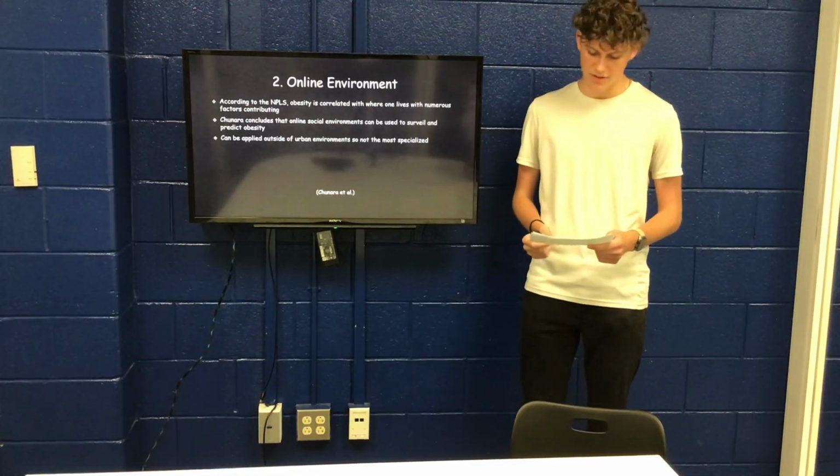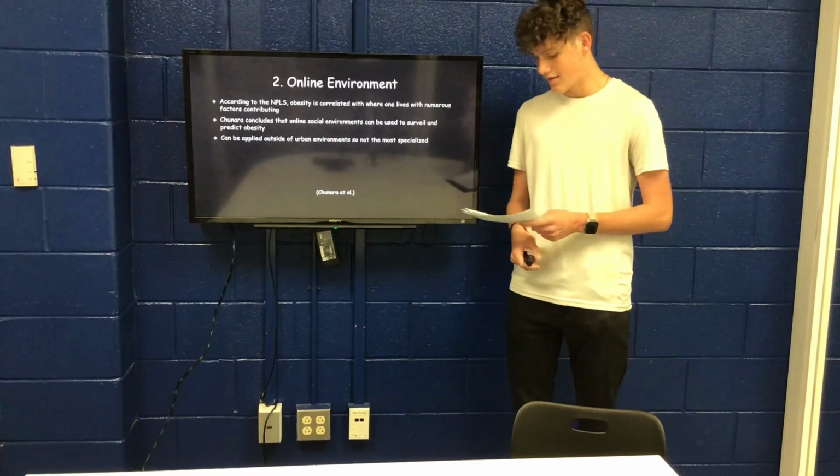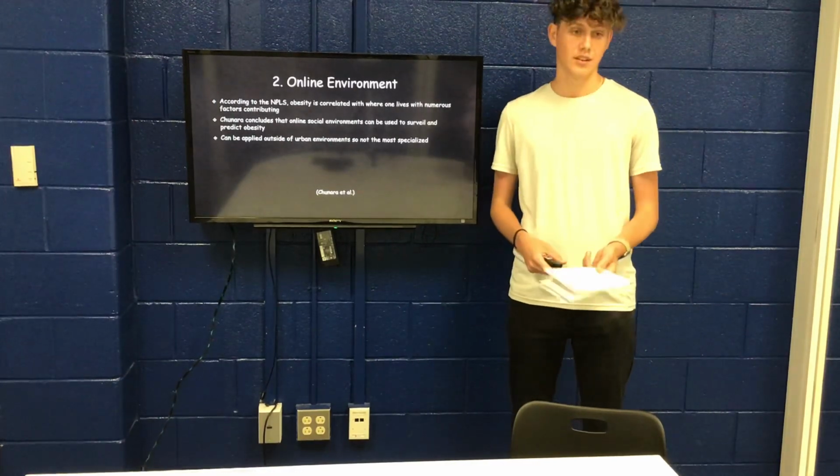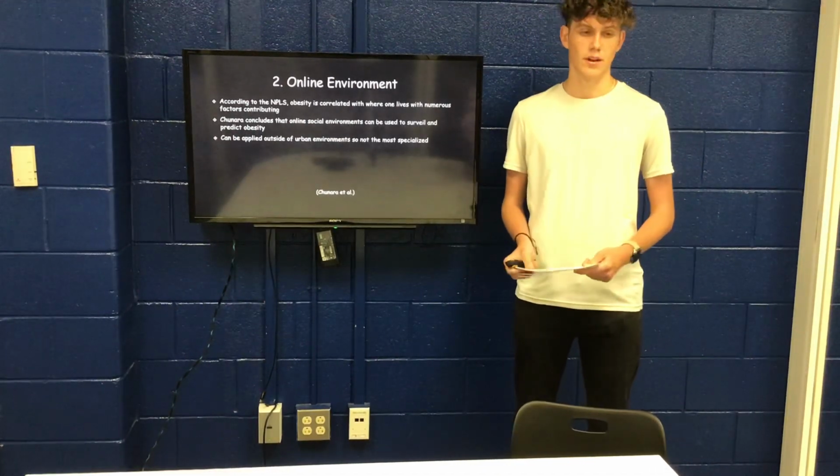These conclusions, however, are vague and not targeted at this question specifically, as the solution of monitoring online environments can be applied to other scenarios, such as rural areas. This can potentially be incorporated into the overall solution, but would not be an adequate focus.